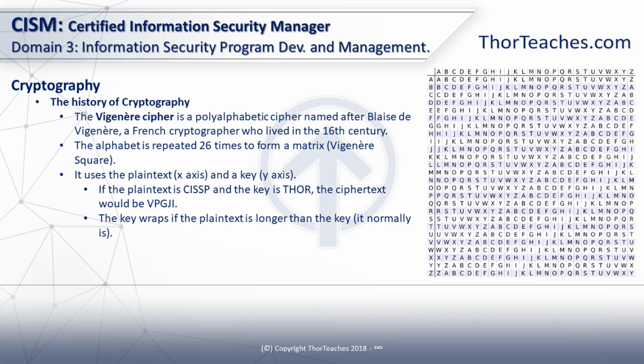If our plaintext is CISP and the key is store, and we look at the square over here, the third column is C, the first key letter is T, we follow the C column all the way down to the T, and here the first C letter from CISP turns into a V, then a P, then a G, then a J, then an I. Our plaintext is CISP, the key is store, and the ciphertext is VPGJI. It would be normal to use longer keys than just store, and obviously the plaintext would also be longer, but this is the gist of it. This is how it works.